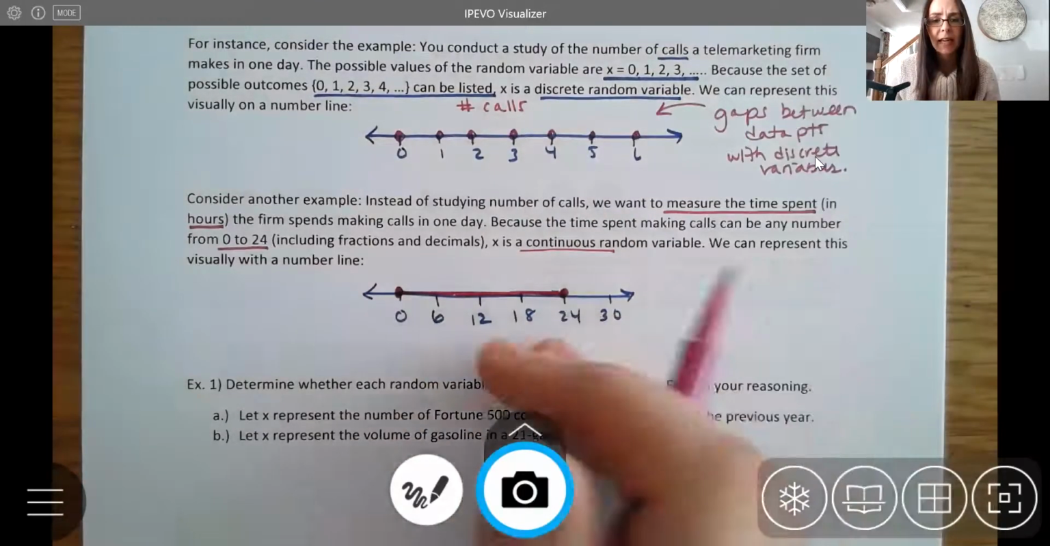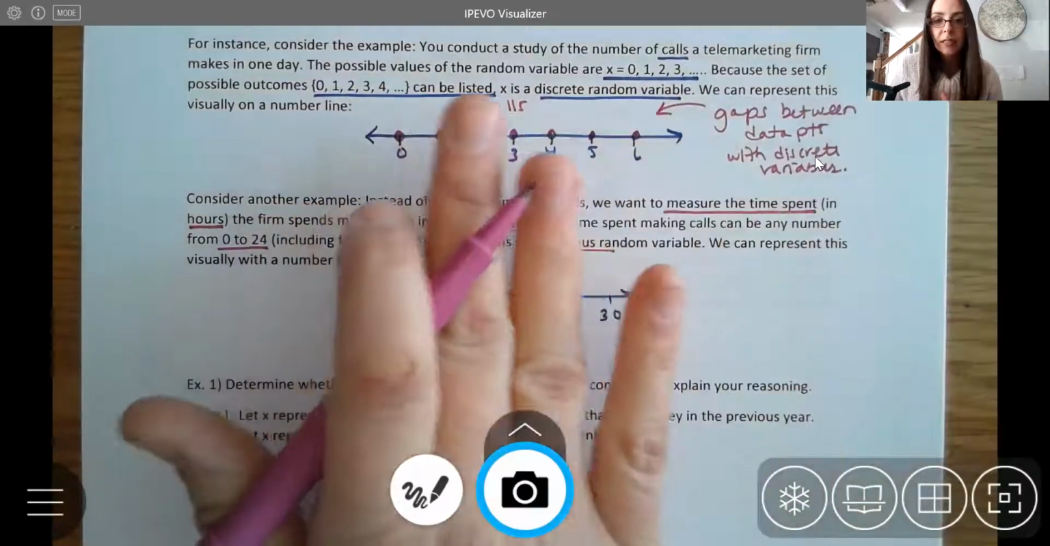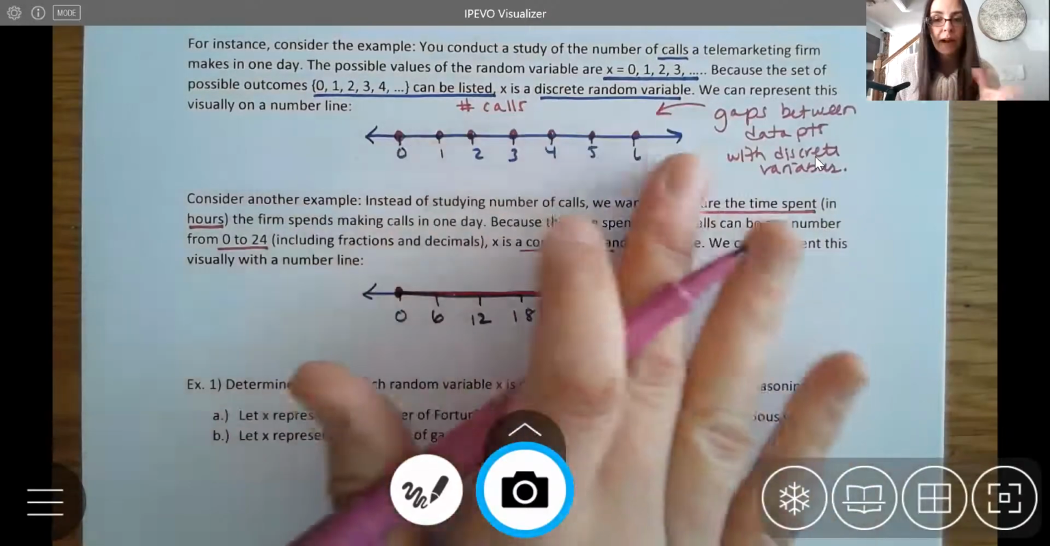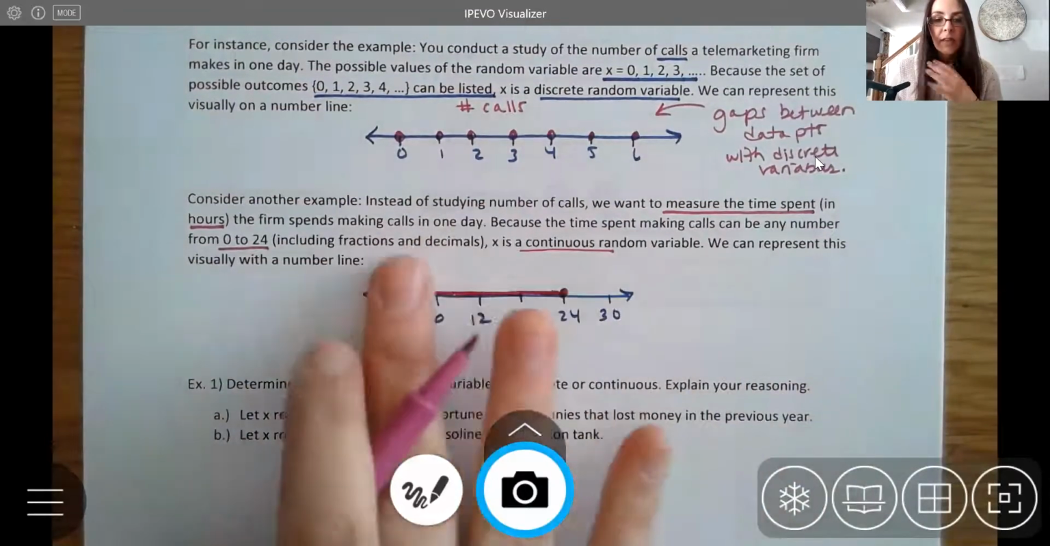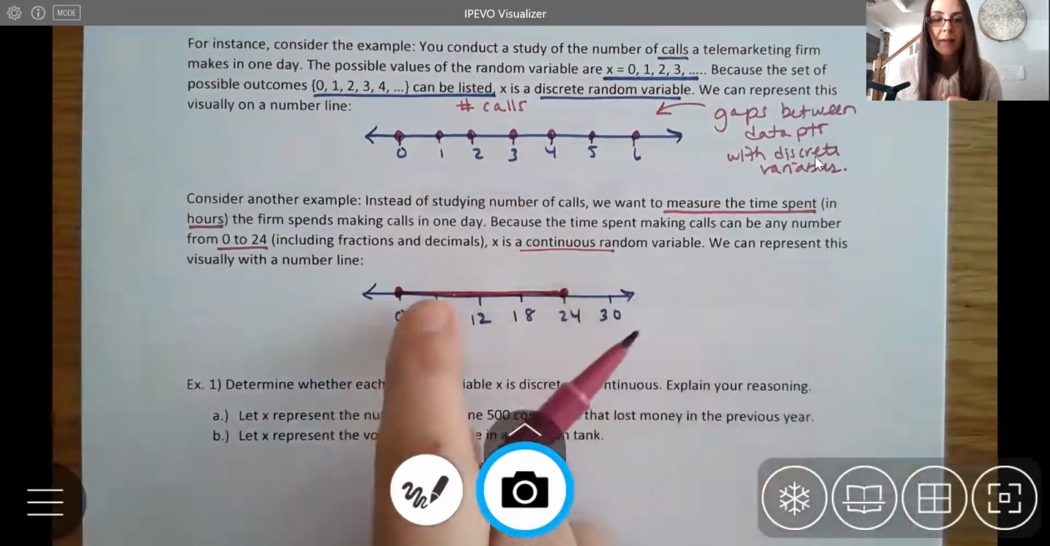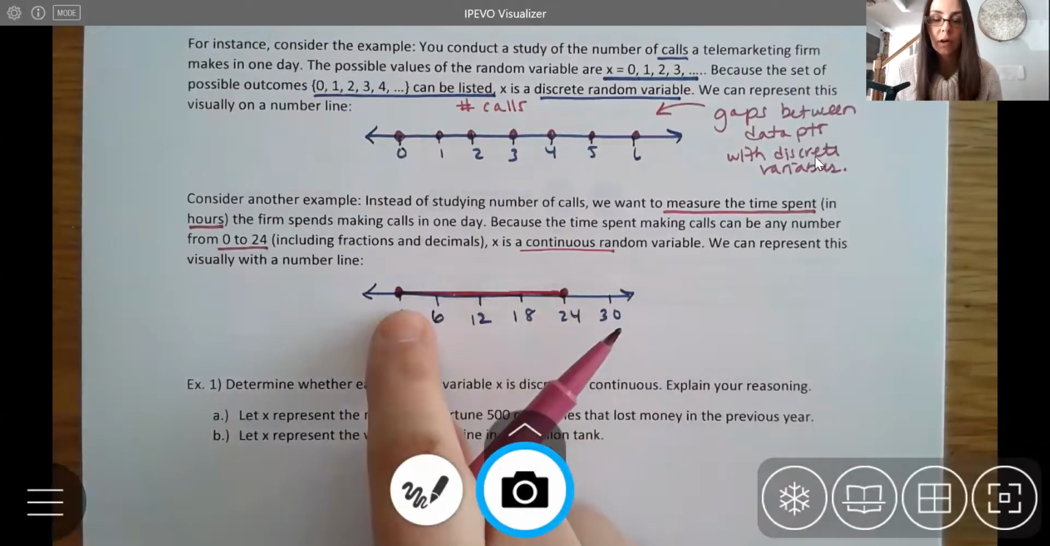So that's your difference. Again, when you're looking visually at it, for discrete data, you're going to see gaps in between. Even if you're allowing for some fractions or decimals, you're still going to have gaps. When we have continuous data, there's no gaps, meaning that we will allow for any data point in between here, any fraction, any decimal to occur, and it would be fine.